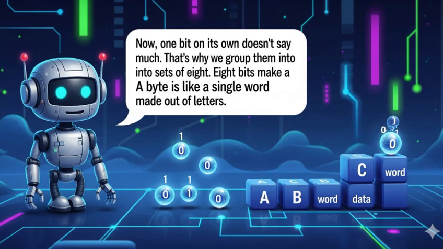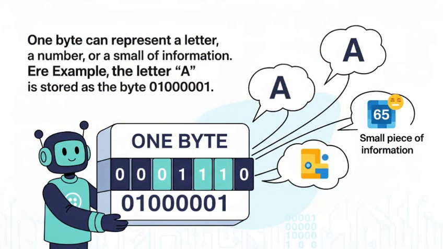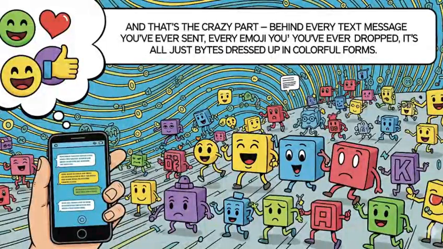Now, one bit on its own doesn't say much. That's why we group them into sets of 8. 8 bits make a byte. A byte is like a single word made out of letters. One byte can represent a letter, a number, or a small piece of information. For example, the letter A is stored as the byte 01000001. And that's the crazy part. Behind every text message you've ever sent, every emoji you've ever dropped, it's all just bytes dressed up in colorful forms.